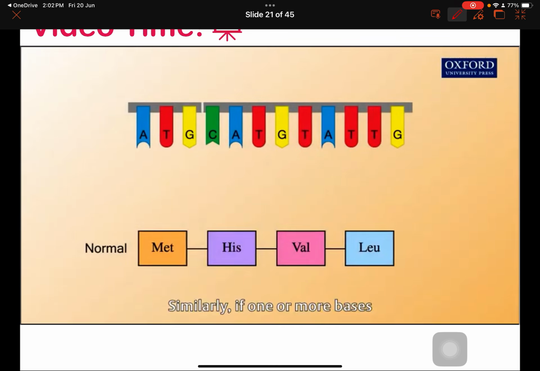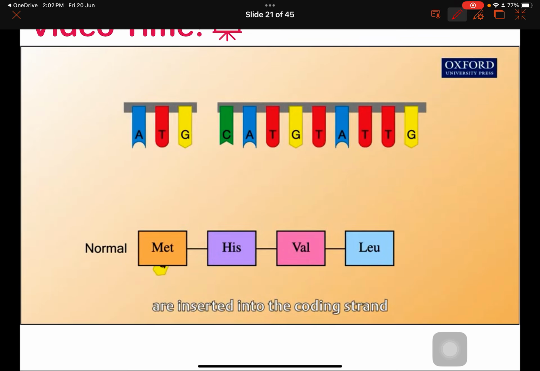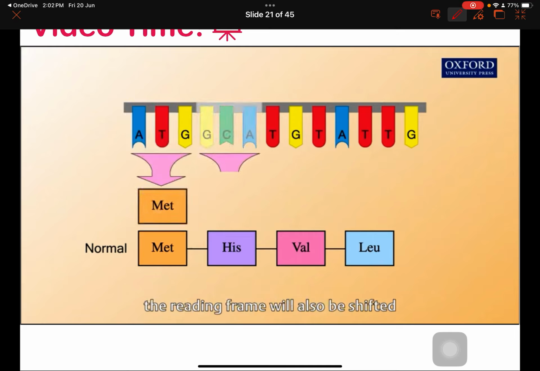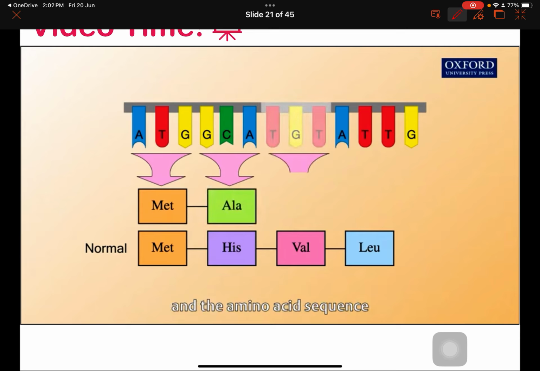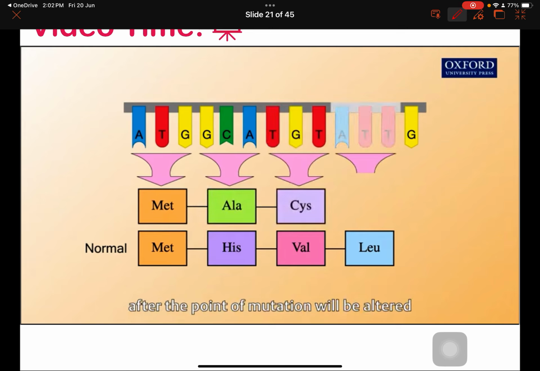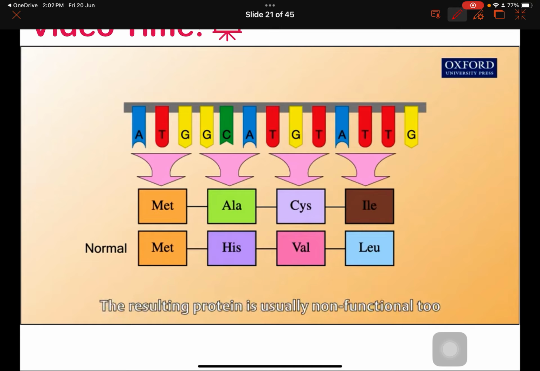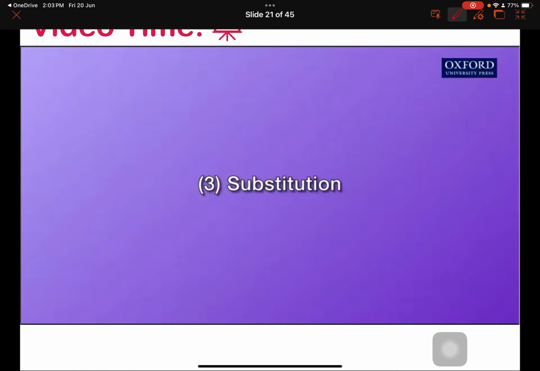Similarly, if one or more bases are inserted into the coding strand, the reading frame will also be shifted, and the amino acid sequence after the point of mutation will be altered. The resulting protein is usually non-functional too.